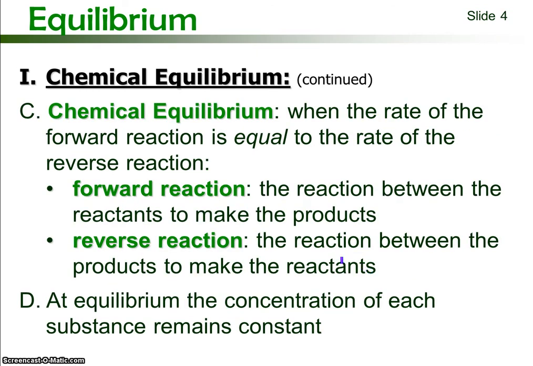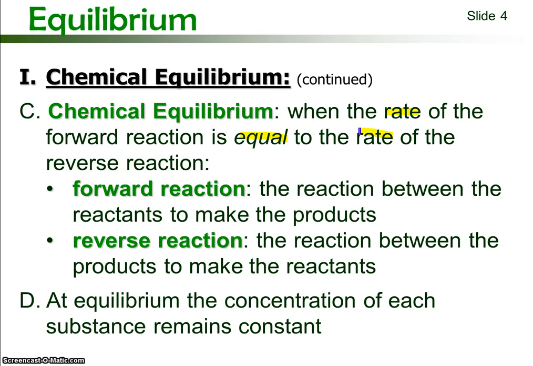Chemical equilibrium is when the rate of the forward reaction is equal to the rate of the reverse reaction. And again, rate just means speed. It's another word for saying speed. So the speed at which the forward reaction occurs is equal to the speed at which the reverse reaction occurs. And this is basically recycling.